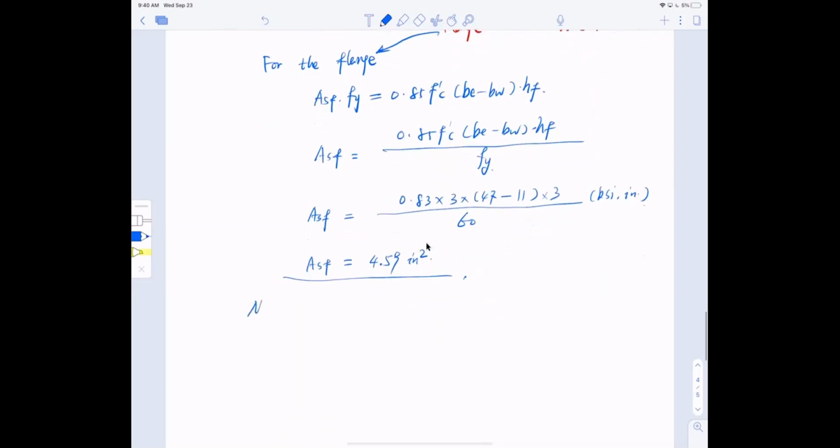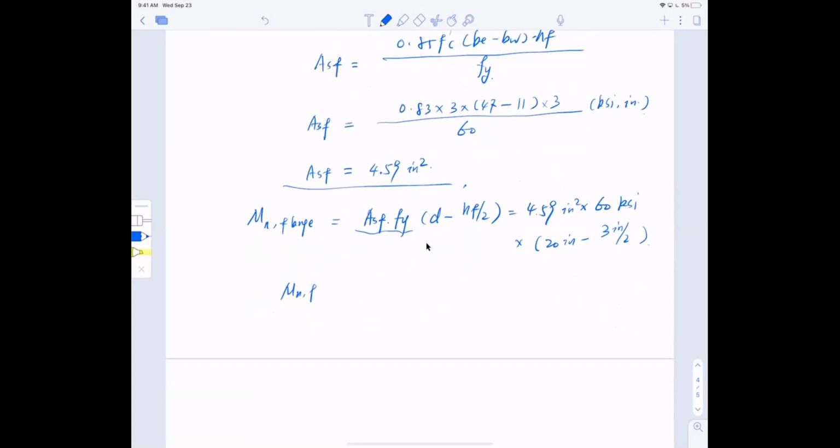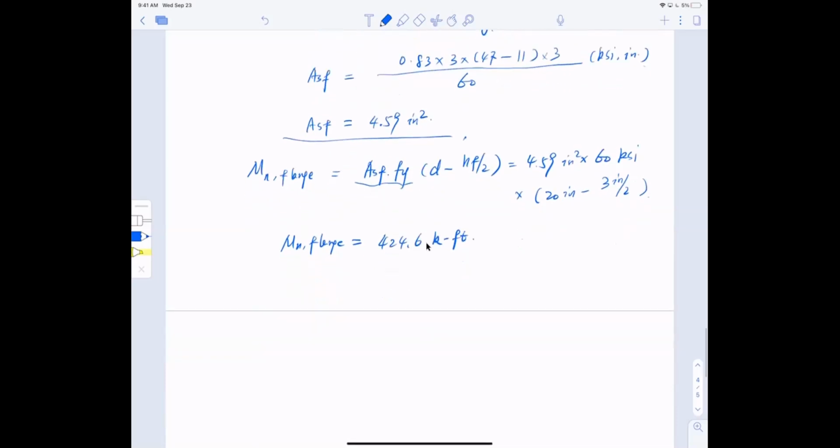So I carry on, and Mn from the flange then equals Asf Fy, this is the steel for the flange, and this is tension in the flange section, (d minus hf divided by 2). So I bring the numbers in: 4.59 inch squared, 60 ksi, multiplied by d, which is 20 inches, minus hf 3 inches divided by 2. So Mn flange eventually equals 424.6 kip-foot. That is the moment resistance provided by the flange.